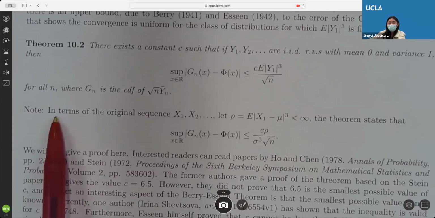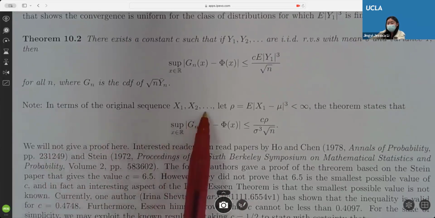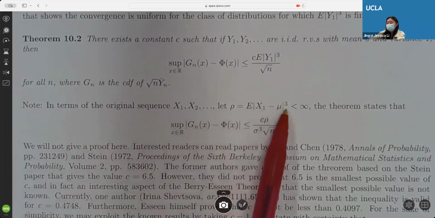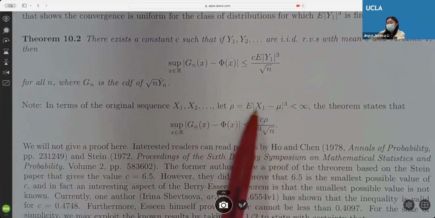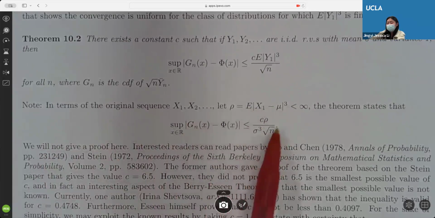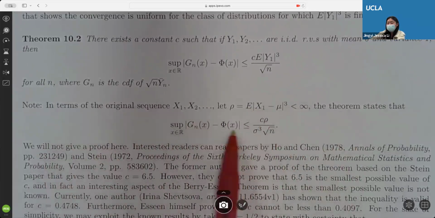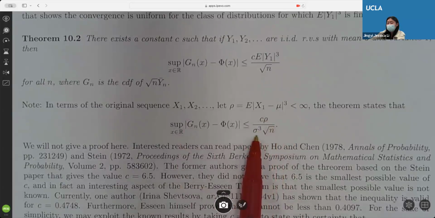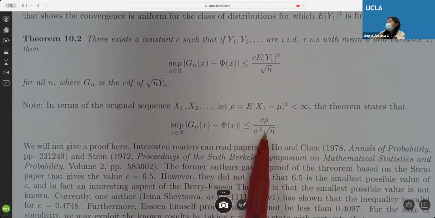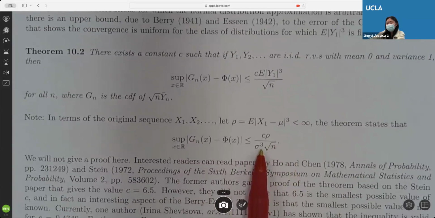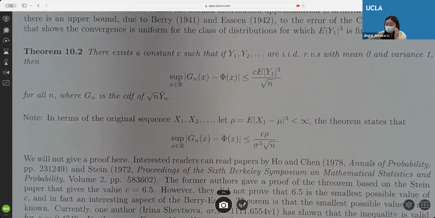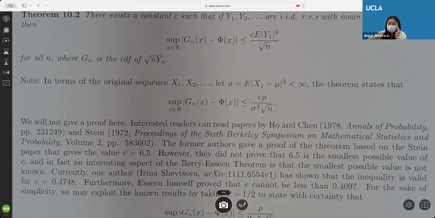In the original sample sequence x1, x2, and so on, if we define the unscaled third central moment to be this rho, then since yi is xi minus mu divided by sigma, sigma enters here and becomes sigma cubed. So essentially it will be this form. This is the unscaled version, and the other is the scaled version expressed by yi. Okay, so we can finish this part of the discussion.